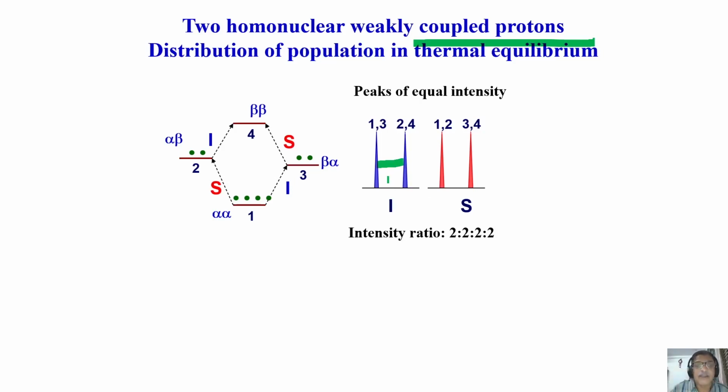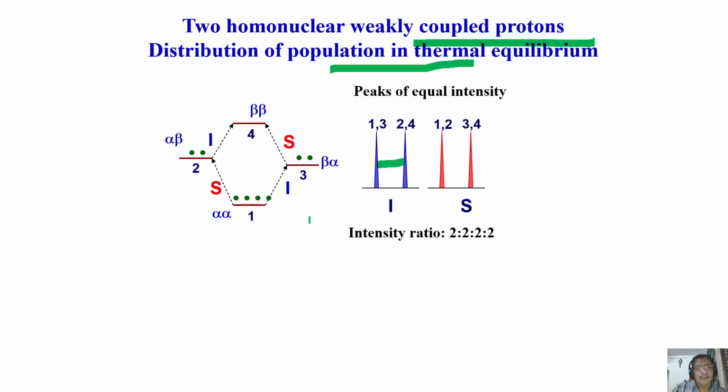I hope you're all with me. This is called the AX spin system. An AX spin system gives 2 lines for each spin, of equal intensity. Now, we will understand this based on the population in thermal equilibrium.